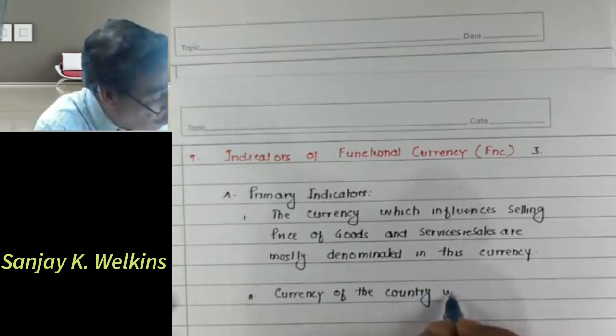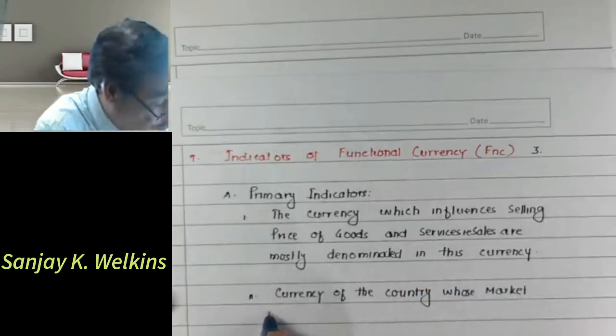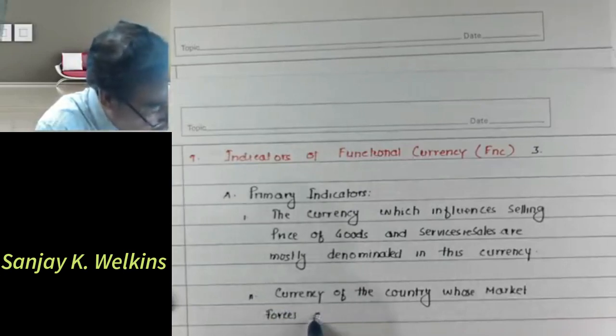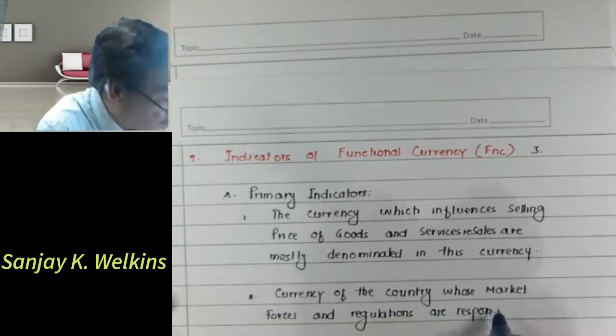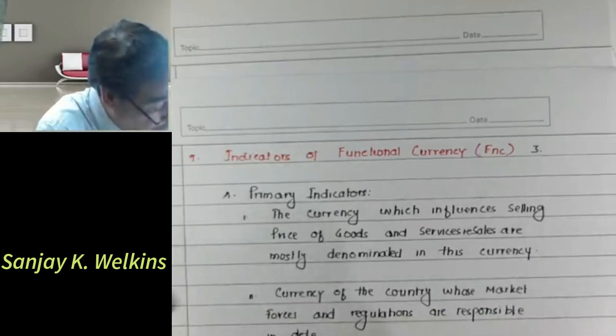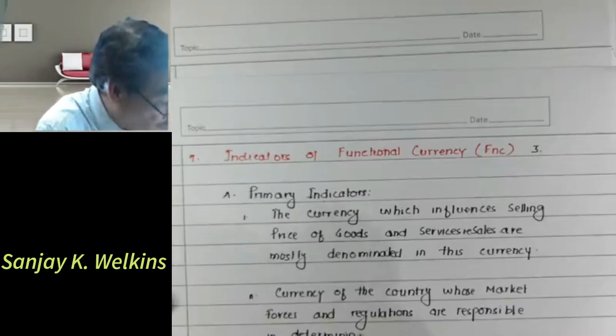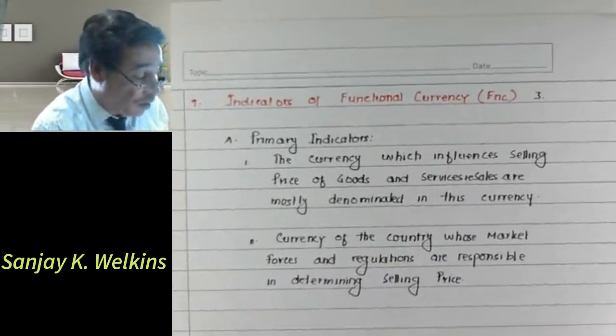currency of the country whose market forces and regulations are responsible in determining selling price. Currency of the country whose market forces and regulations are responsible in determining selling price.